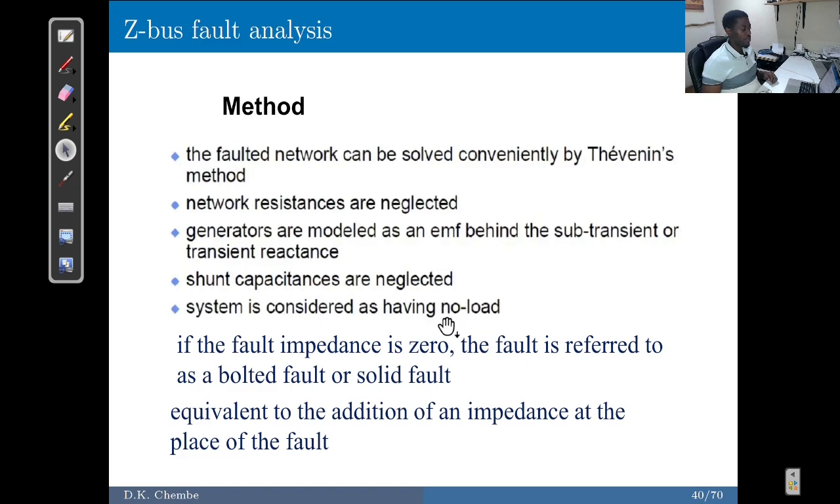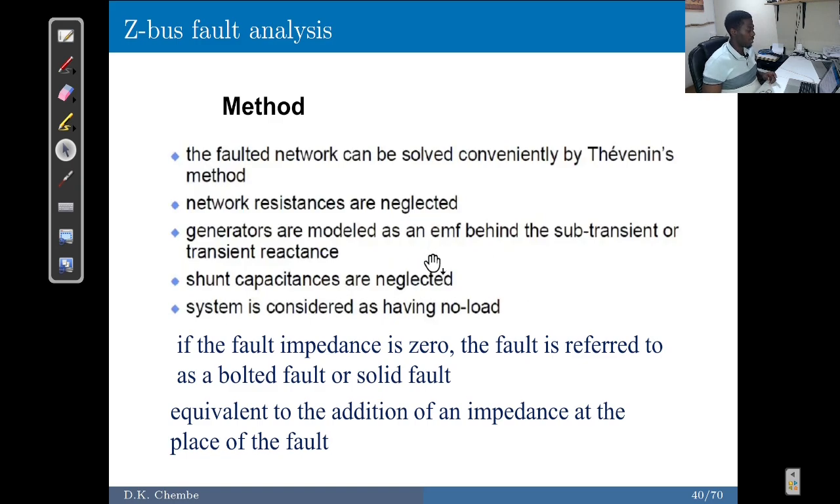Well, for the method that we use, as already mentioned, the faulted network is solved conveniently by Thevenin's method. If you've forgotten the Thevenin's method, browse through my videos. The Thevenin's and Norton's theorem is covered there, and this is usually covered in the first, second year modules.